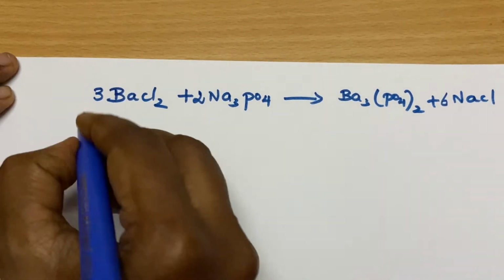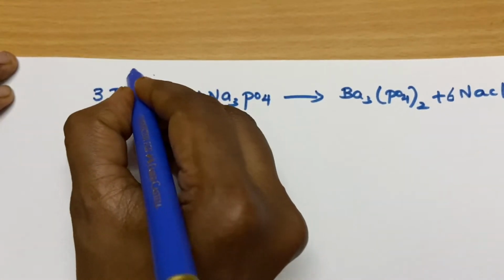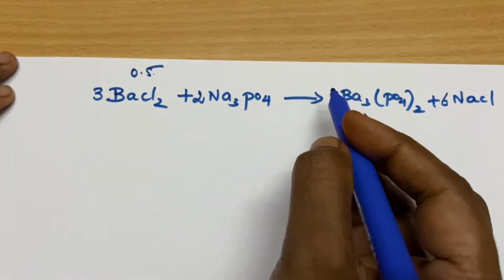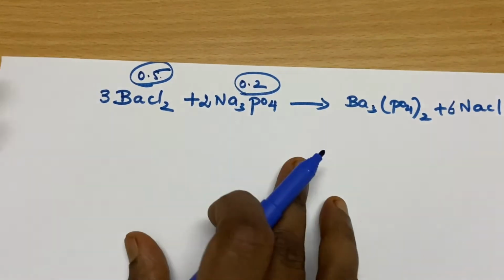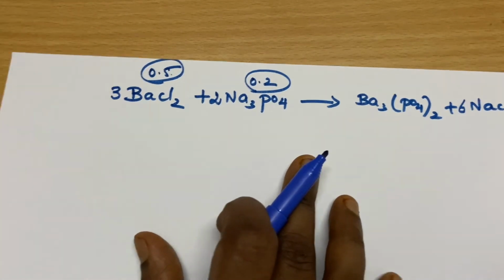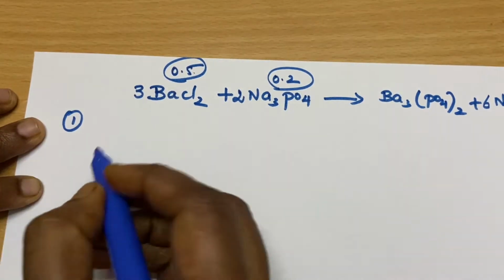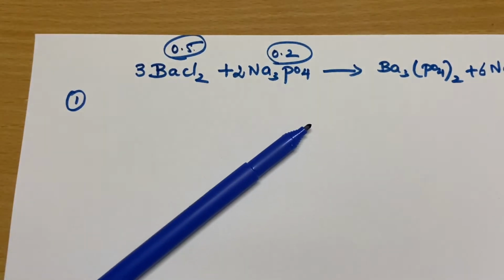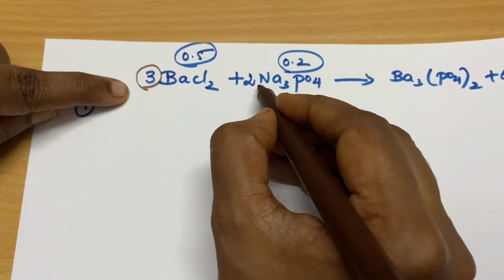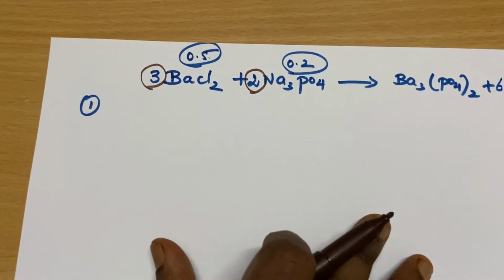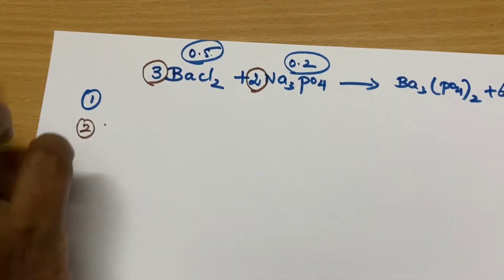So what is the given number of moles? They have given 0.5 moles, and this is 0.2 moles. So we have to find out whether there is a limiting reagent or it is completely in stoichiometric ratio. First step, I have balanced the equation. And what is the stoichiometric coefficient? The stoichiometric coefficient for barium chloride is 3, and for Na3PO4 is 2. So the second step is also done.